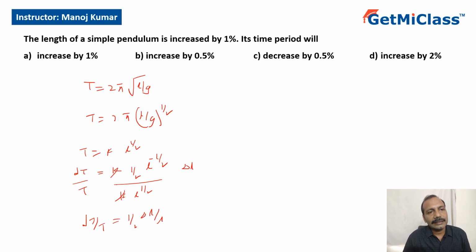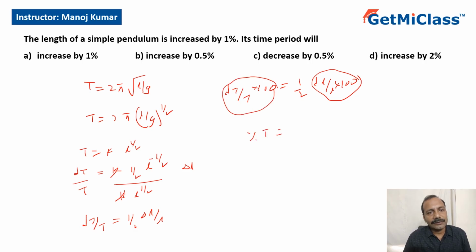So I'll get percentage change is dT by T into 100 equal to half into dL by L into 100. So this is the percentage change in L, and this is the percentage change in T. So I can write percentage change in T equal to half of percentage change in L.